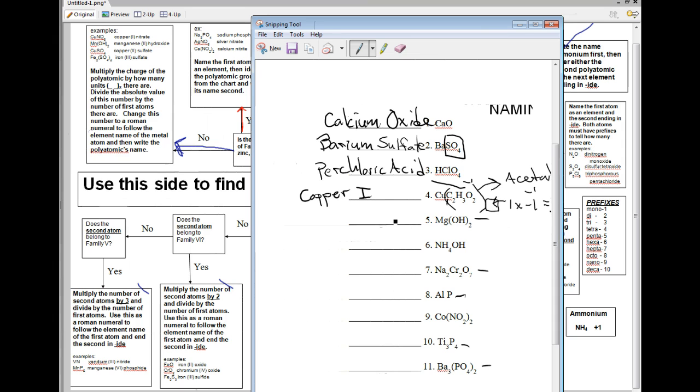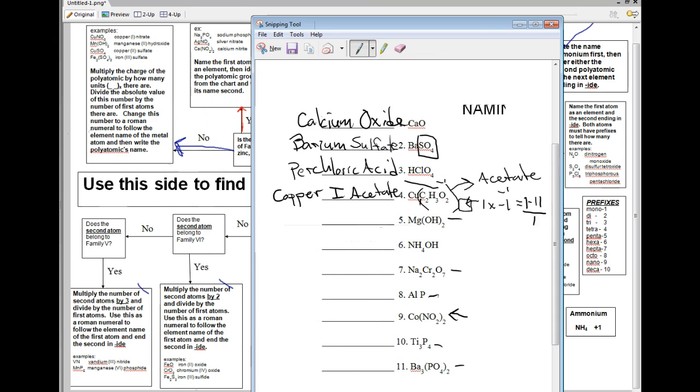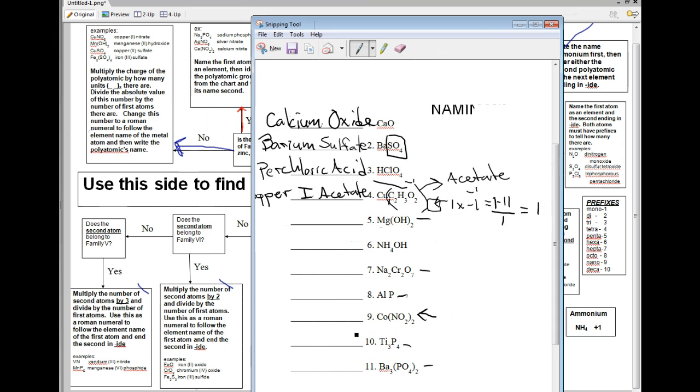Then name the polyatomic ion. So copper 1 acetate. That's all we have to do. That may have seemed really complicated, but look at number 9. Number 9 is going to end in the same exact box. So let's do the exact same thing as it says here.